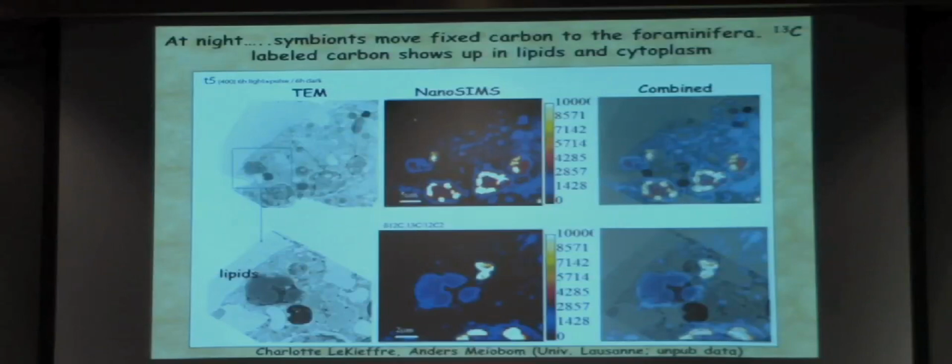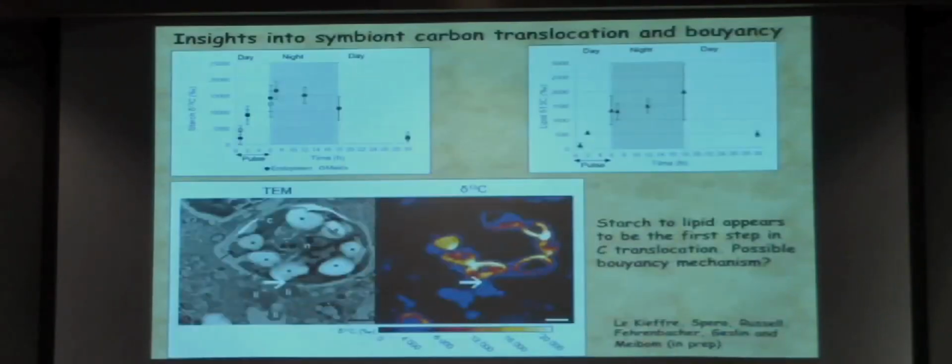What's really, really cool is if you look at the TEM images, and I have one in the next one, these are lipid droplets over here. And you can see the lipids really lit up over here. So lipids are starting to accumulate that's really rich in C13. And the lipid appears to be the first step in the transfer of starch or carbohydrate to the foram.